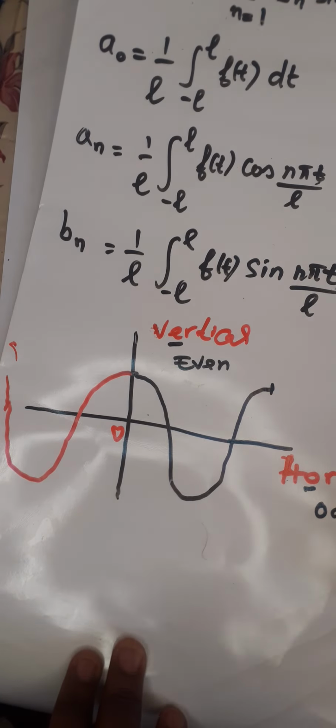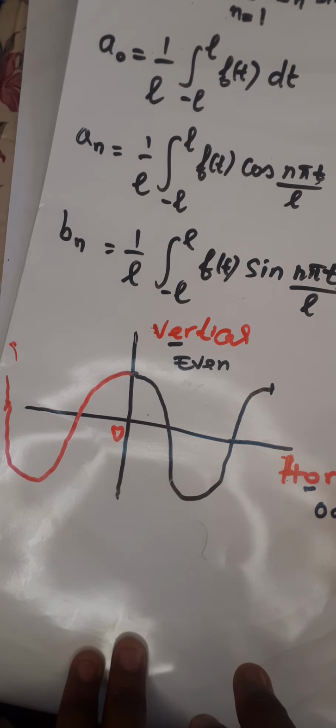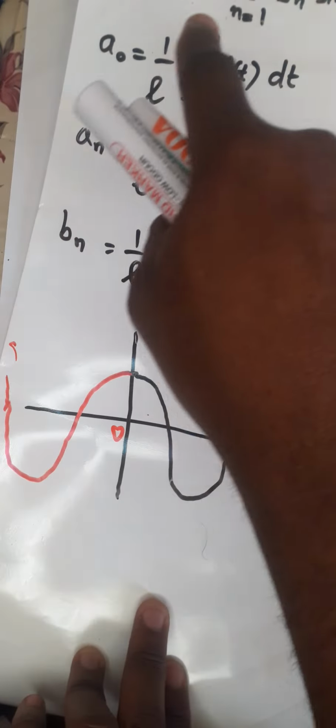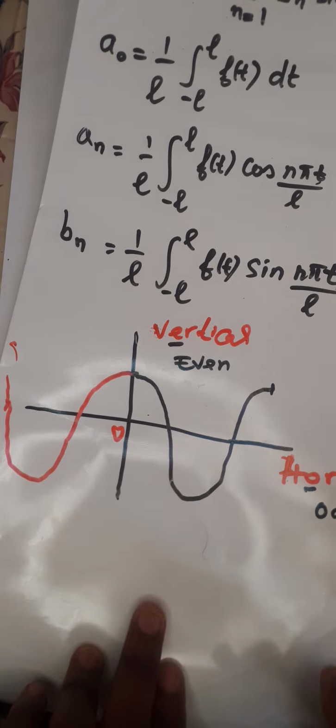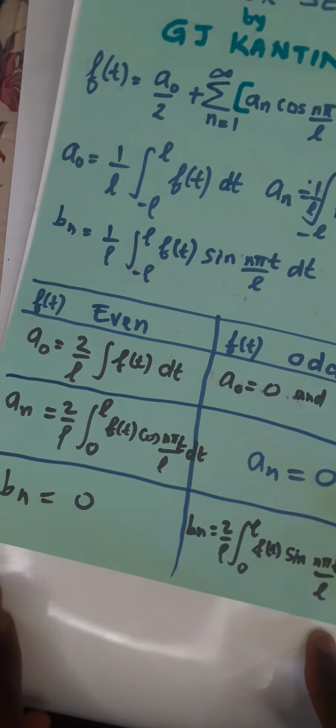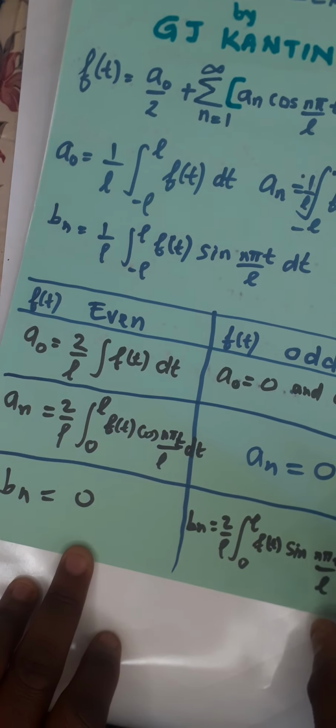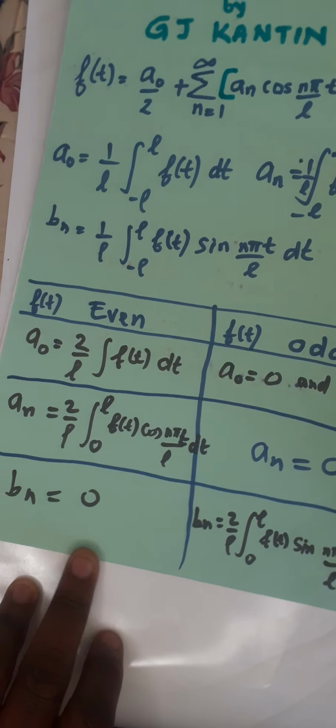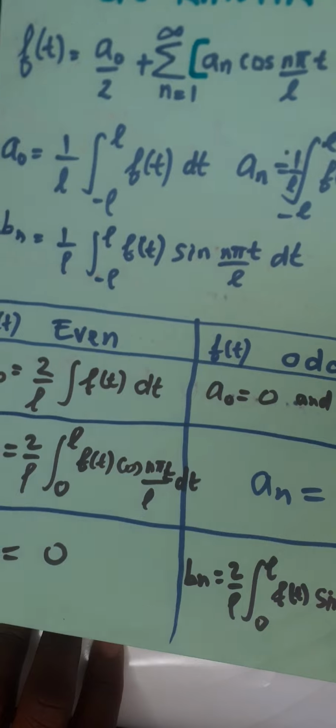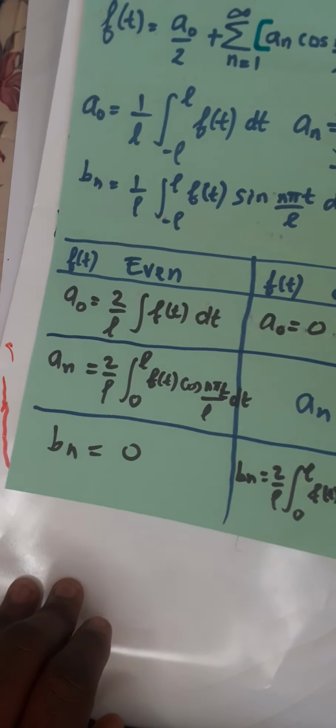So when you come across a function which is neither odd nor even, then you go back and do the general case, so you find it this way. I'll quickly show you this. It's exactly the same thing that I have here, and I don't want to write it down again.